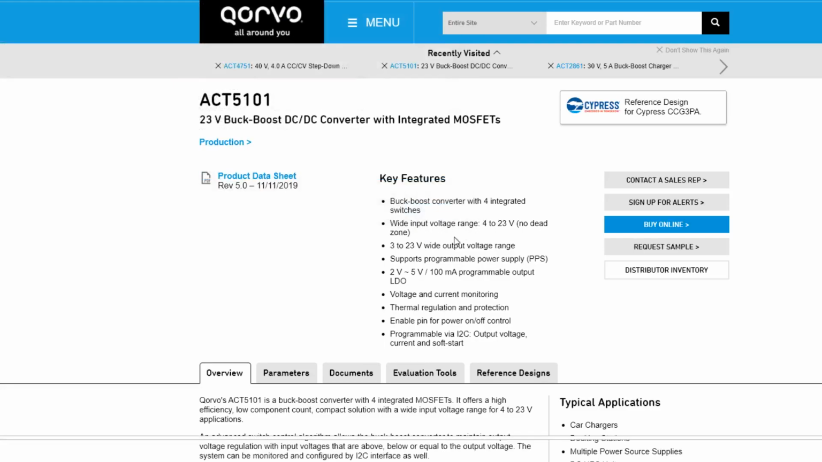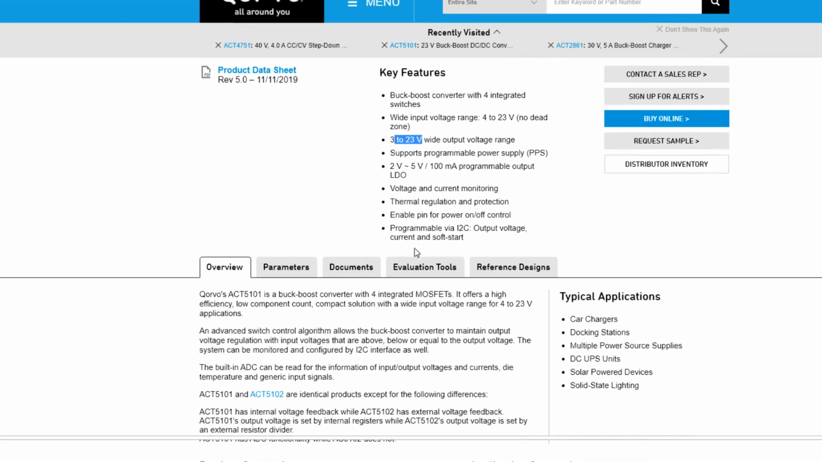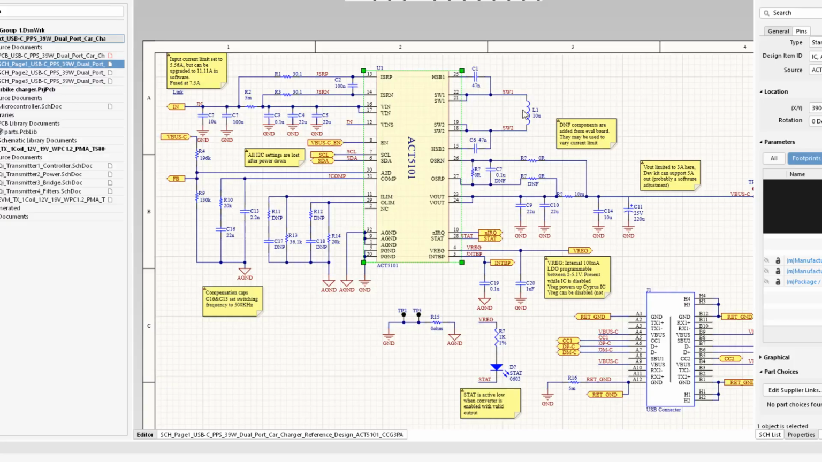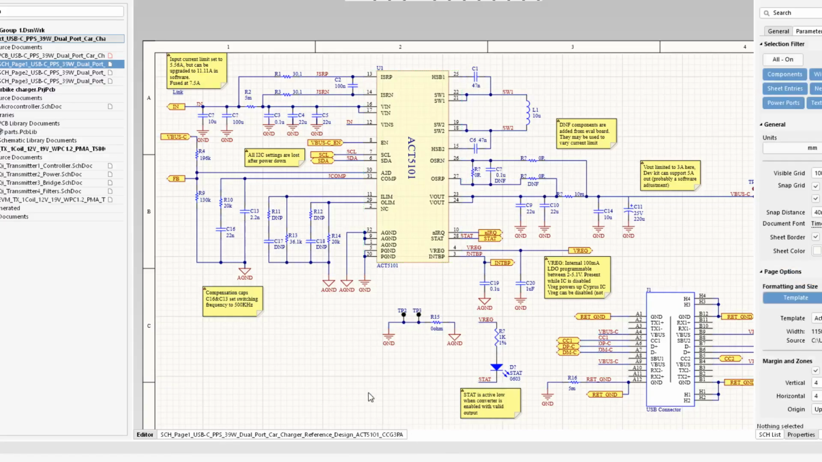So you get wide input, it supports wide output, so this will meet the USB-C standard, and it can output about 5 amps. They've implemented the 3 amp version here. So VL is limited here, the DevKit can support it, probably a software adjustment. And we've got switching at 500 kHz, and the software for this can be found on their website. Unfortunately, the dev board for this can't be found on their website. Frustrating.